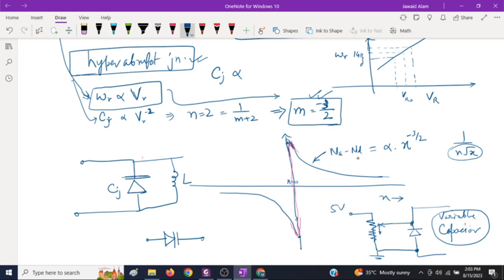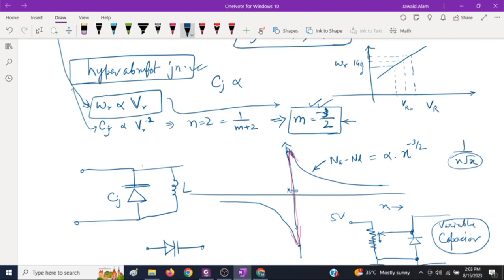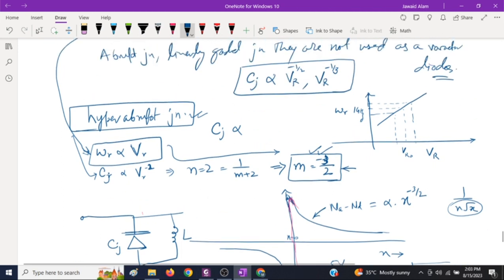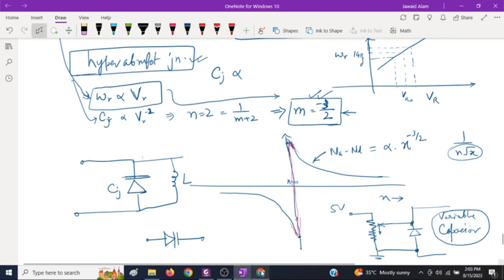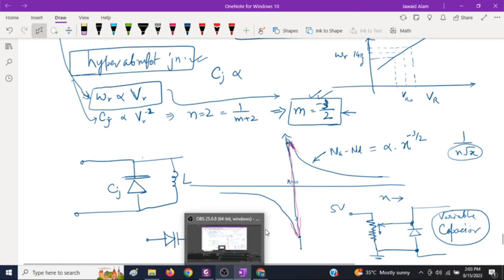I think I have covered this topic. You can have Varactor diodes with different profiles also, but these hyper abrupt junctions are the most suited for applications, and people are already using them. Okay, so thanks for this.